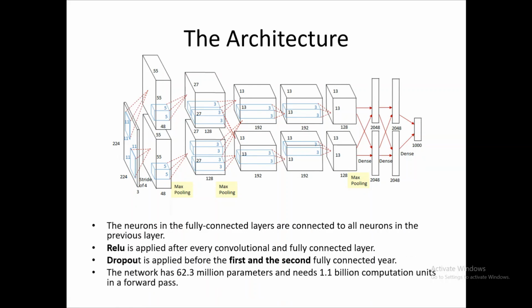The neurons in the fully connected layers are connected to all neurons in the previous layer, and ReLU is applied after every convolution and fully connected layer. Dropout is applied before the first and second fully connected layers, and we will discuss dropout in more detail in subsequent slides. The network has a total of 62.3 million parameters, and it needs 1.1 billion computation units in the forward pass, which shows how complex this architecture is.